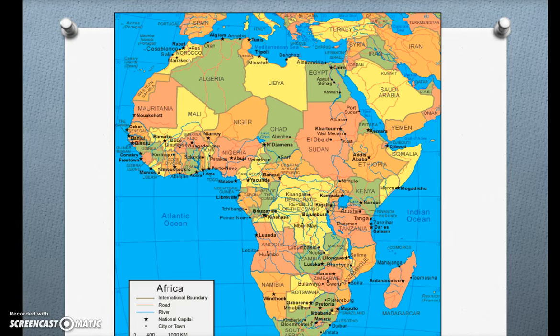Here's another example of a political map, and this one happens to be of the continent of Africa. Look at how each country is a different color. And within the country, you'll see capital cities as well as other major cities, and you'll see borders between each of the countries.